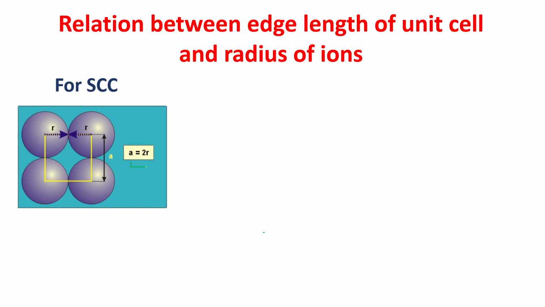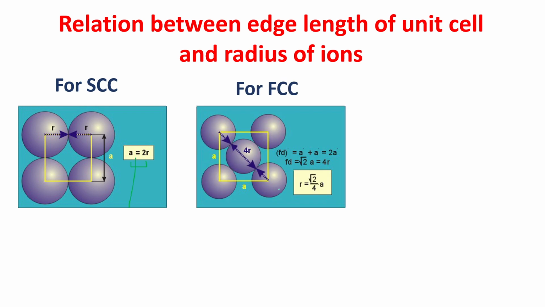So, the value of the edge length is related as a equal to 2r. For FCC, molecules are present at the face of the unit cell. So the diagonal over here is basically a combination of four radii: the radius of this one, two radii of this center one, and one radius of this corner one. So applying the Pythagoras theorem, hypotenuse square is equal to height square plus base square. That's how the relation comes out to be 4r is equal to root 2 a.